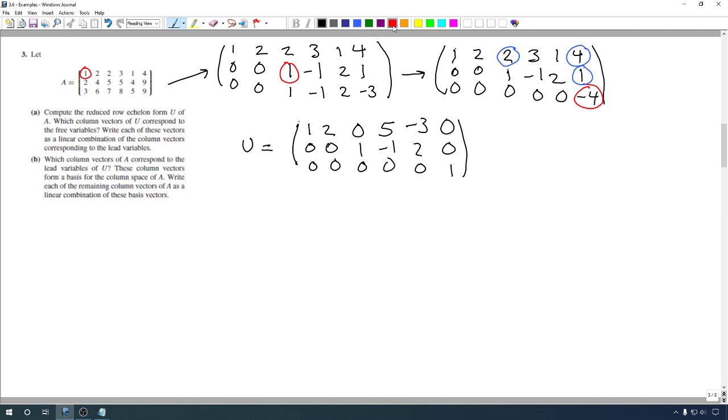Now, which column vectors of U correspond to the free variables if we're treating this as a linear system? Well, they're all the ones that don't have leading ones. So our second column, third column, fourth column, and our fifth column. These all correspond to free variables.